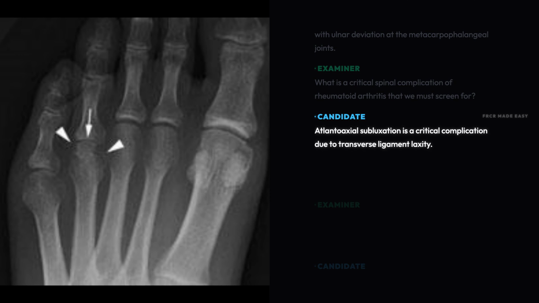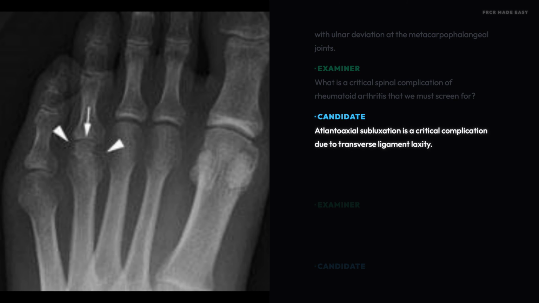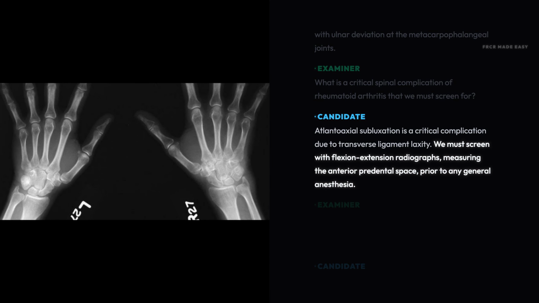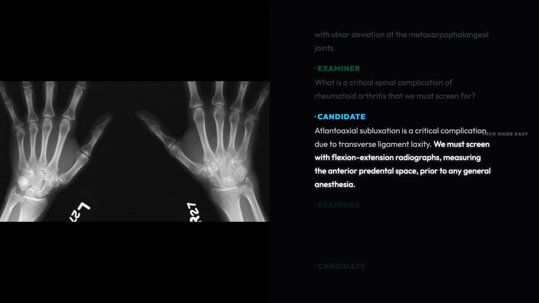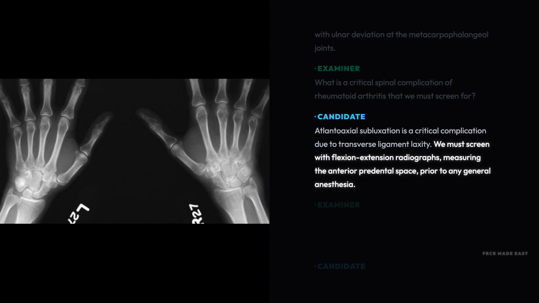Atlantoaxial subluxation is a critical complication due to transverse ligament laxity. We must screen with flexion-extension radiographs, measuring the anterior predental space prior to any general anesthesia.